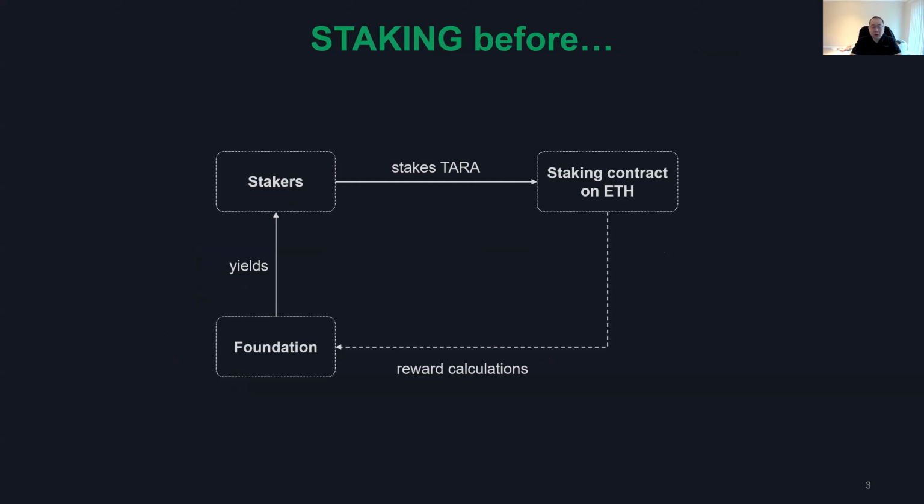So in order to figure out what has changed, let's figure out how things worked beforehand. Staking before was actually pretty simple. Stakers would stake their Taraxa, and they would go into a staking contract on Ethereum. The foundation would look at the staking contract on Ethereum, calculate how much was staked and how long it was staked, and just issue yields to the staker. So pretty simple, there's really not much to it.